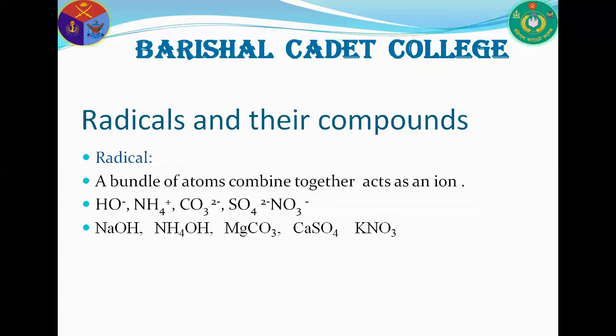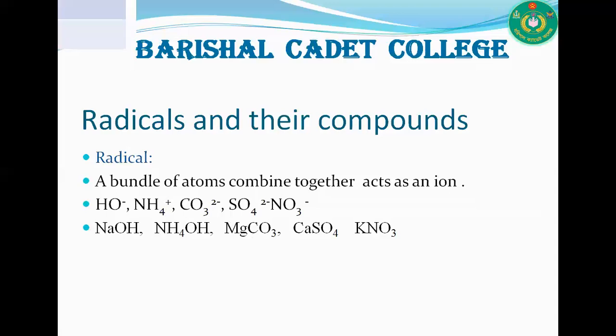Radical: a bundle of elements combined together that acts as a single ion. This is called a radical. Suppose hydroxyl group, ammonium ion, carbonate ion, sulfate ion, nitrate ion. These are radicals which act as a single ion. Here in sodium hydroxide, ammonium hydroxide, the ammonium ion acts as a single element. Magnesium carbonate, carbonate acts as a single element. Calcium sulfate and potassium nitrate. Nitrate acts as a single anion.